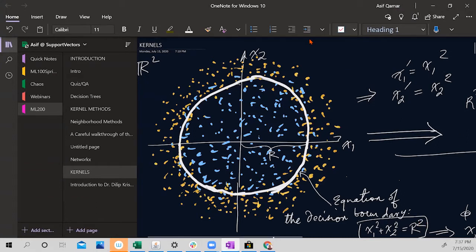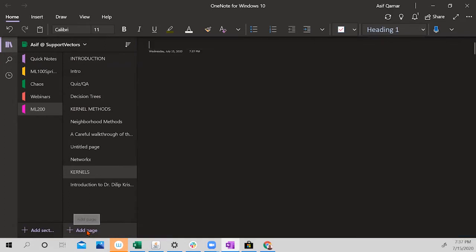So I think the question is, when you say kernel, you do not have to know that space. All you have to do is a dot product in that space, right?